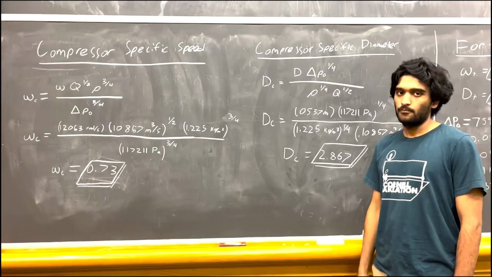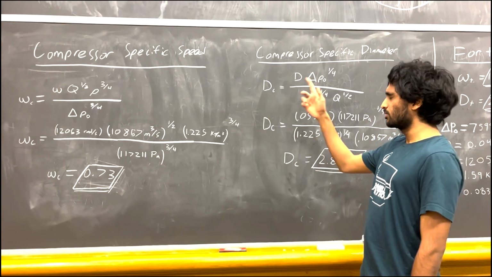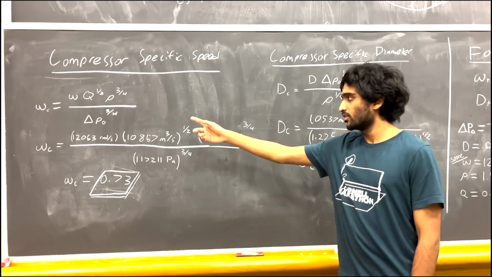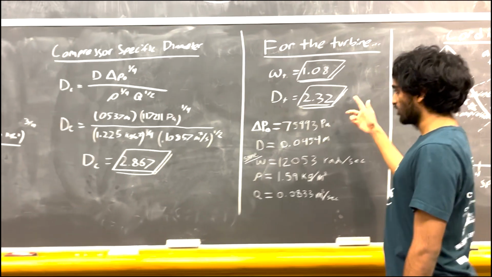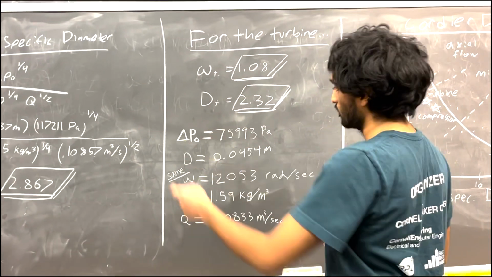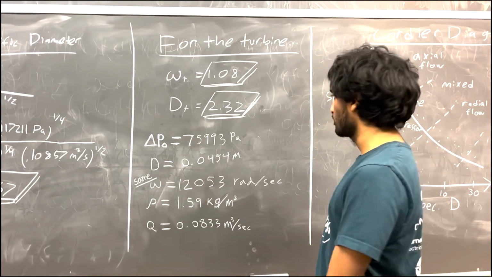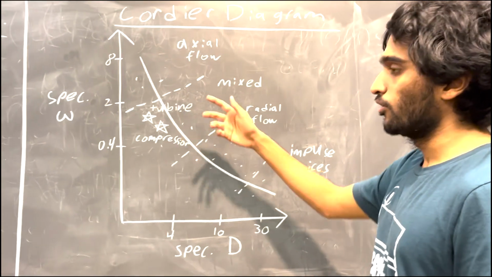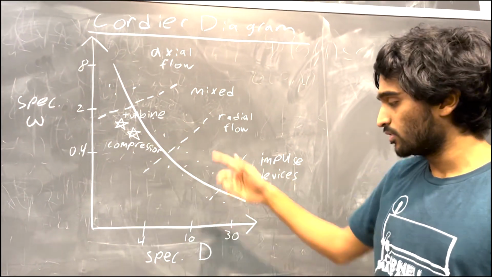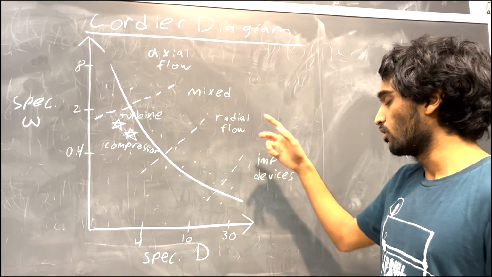So in the previous section, we found the values we needed to compute the specific speed and specific diameter of the compressor. The formulas and calculations are shown here. Similarly for the turbine, we can compute the specific speed and specific diameter using these parameters and the same formulas. The shaft speed omega for both of these is the same because they spin on the same shaft. With these values, we can go over here to this Cordier diagram and plot them. The Cordier diagram shows the specific speed and specific diameter for a wide range of turbomachines and classifies them as axial flow, mixed flow, or radial flow.